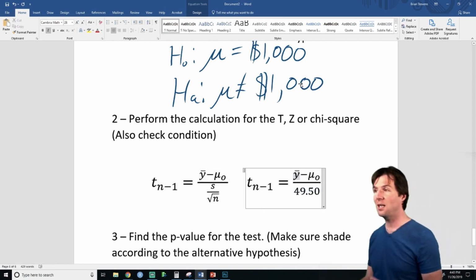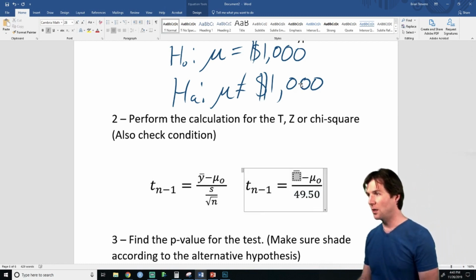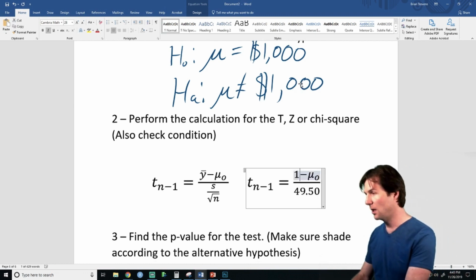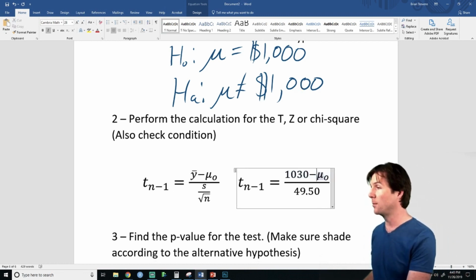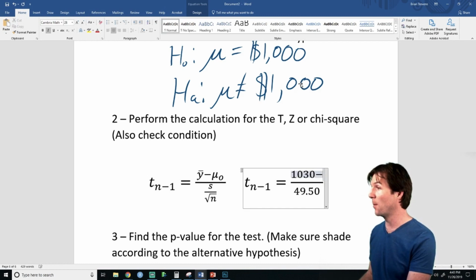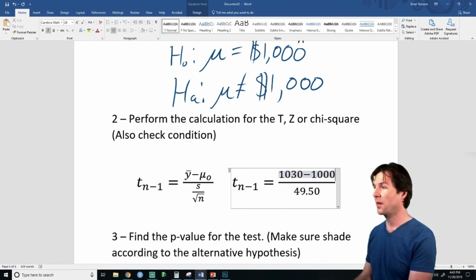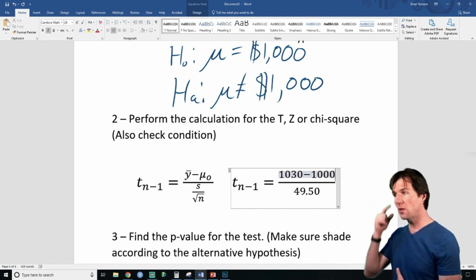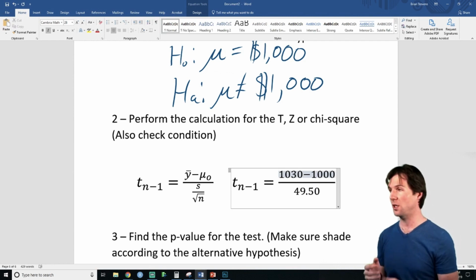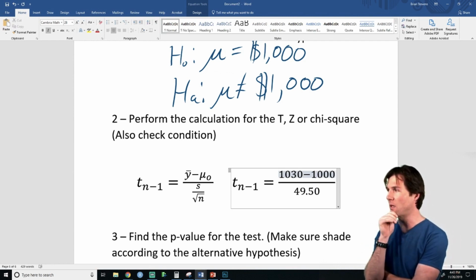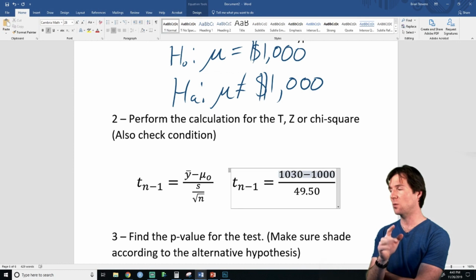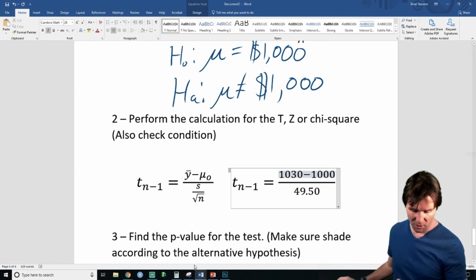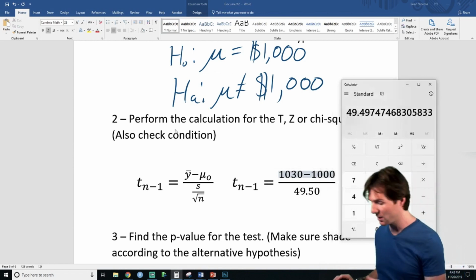Now I'm simply going to take the difference between the two. The difference is going to be 1030, my observed sample mean, minus the mean of what we would expect. And if you notice, the difference is 30. This was the math I was doing in my head earlier in the question. I said, what's 30 divided by 50? That's 0.6. Because it's 49.50, I believe I said it's going to be about 0.61. Let's see how close I was with my guesstimate.